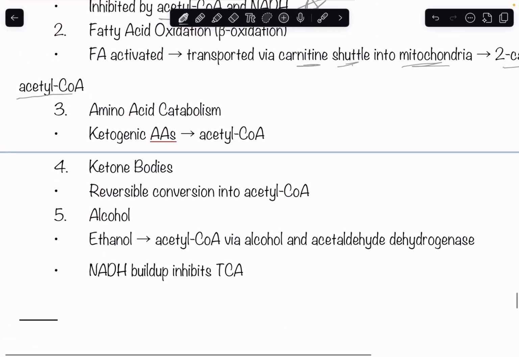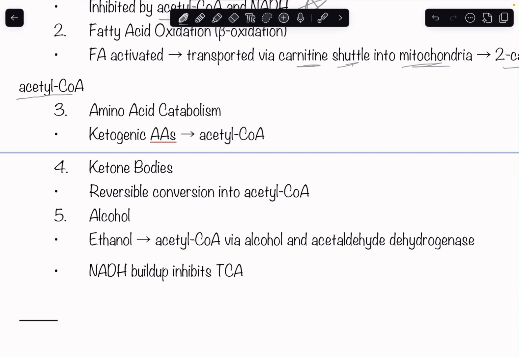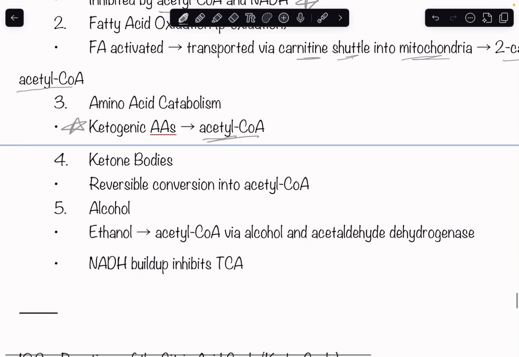A few more ways is amino acid catabolism. We're not going to go over it today, but this is definitely something I want you guys to do on your own: look up what ketogenic amino acids are. This is very important, especially when you start getting to the citric acid cycle and everything. Those ketogenic amino acids can be turned to acetyl-CoA. Okay? And again, very important.